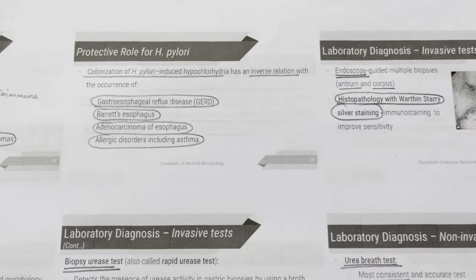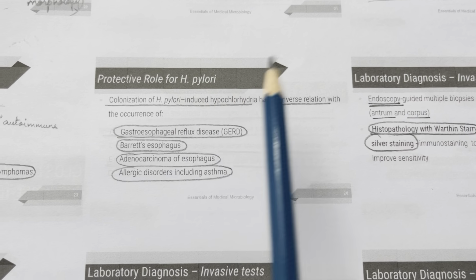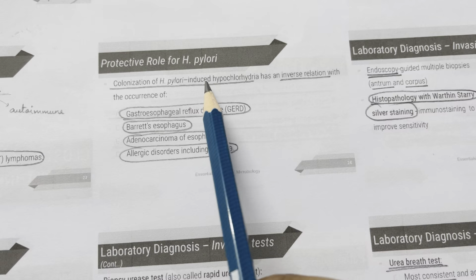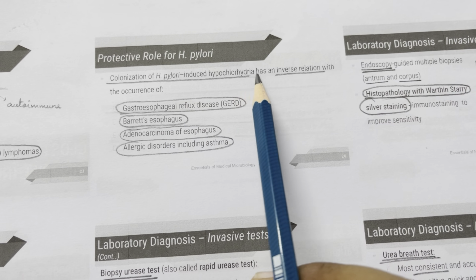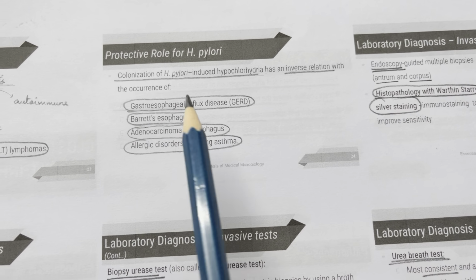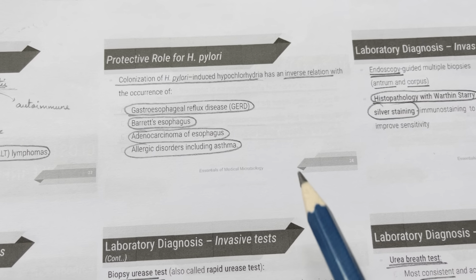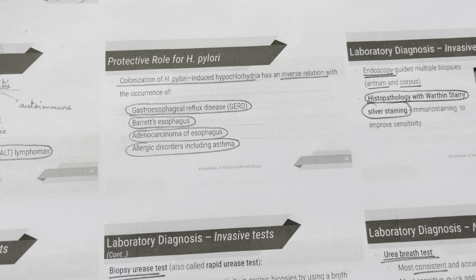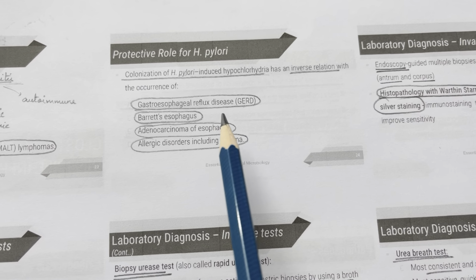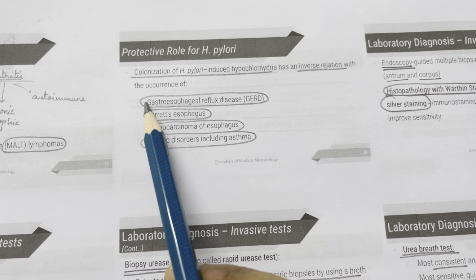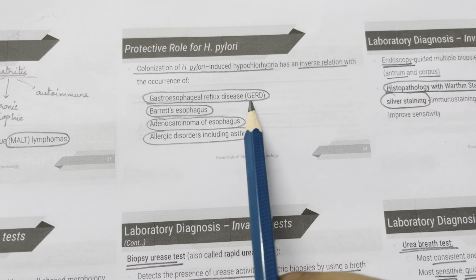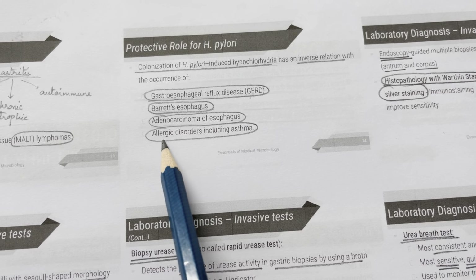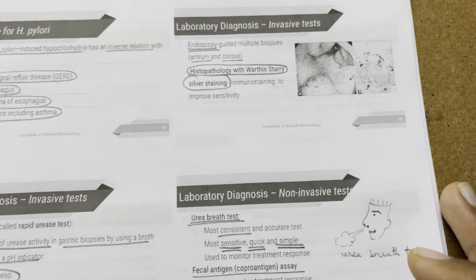It also has a protective role because of the reduction of acid content, or H. pylori induced hypochlorhydria. So it has an inverse relation with the occurrence of gastroesophageal reflux disease. So why does GERD occur? Because of excessive insults by acid at the lower esophageal sphincter. If there is less acid, then there is a decrease in the occurrence of GERD and also Barrett's esophagus, and then adenocarcinoma of the esophagus and allergic disorders including asthma.